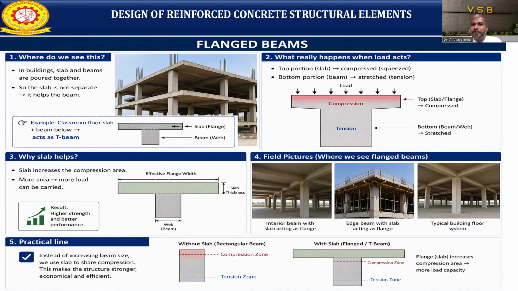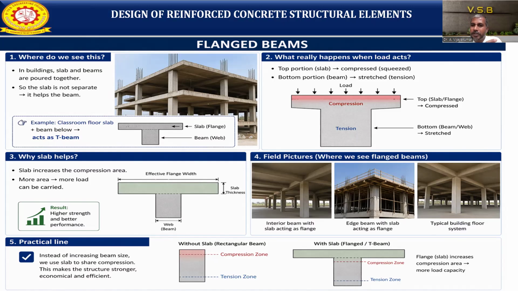What really happens when the load acts? When load acts on each and every floor, as a UDL, how does the T-beam structure behave? If you consider the individual members, the slab or the beam alone, the behavior of the structure is totally different. That we discussed in module 1. Now for the T-beam, including both the flange as well as the beam, if you apply the load, that behavior is totally different.